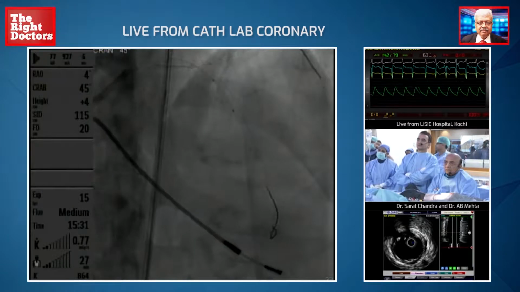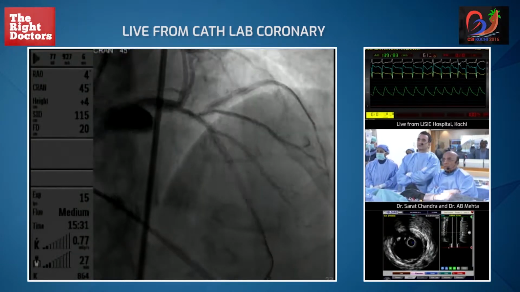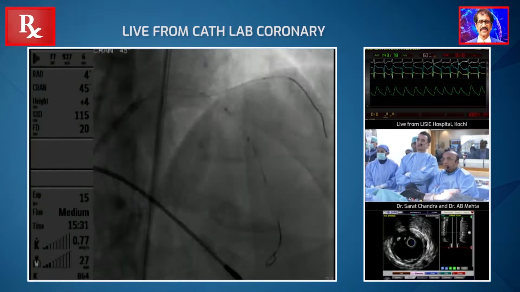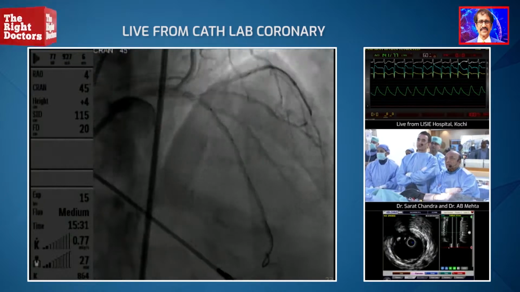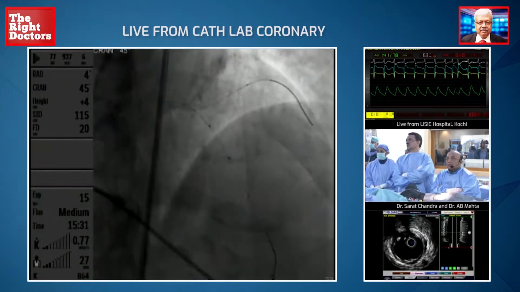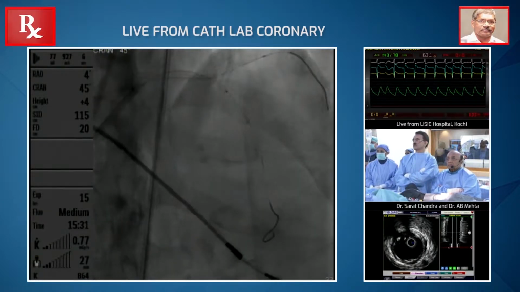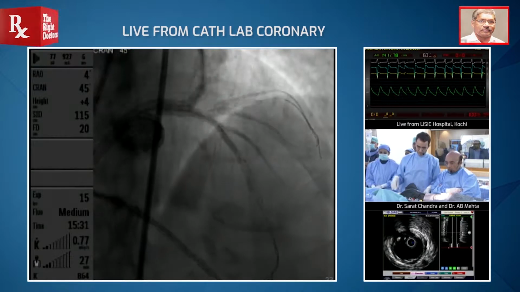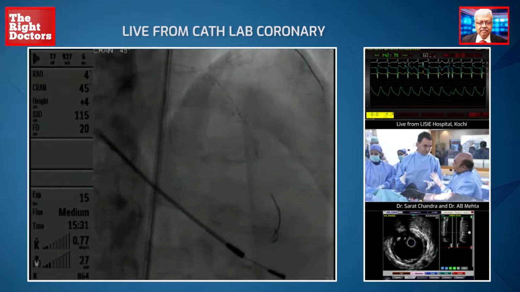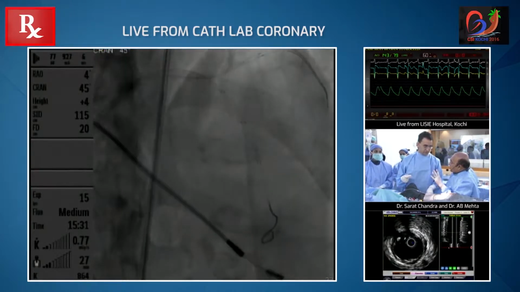Maybe switch, sir? Right, switch. The size of the balloon is initially 2 and then 2.5. Okay, they went in there. All right, sir, we'll go ahead. Do you have any change in strategy with this? We'll stent first. Okay. Beautiful.